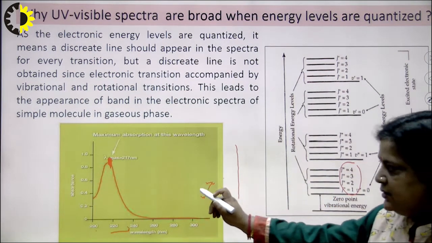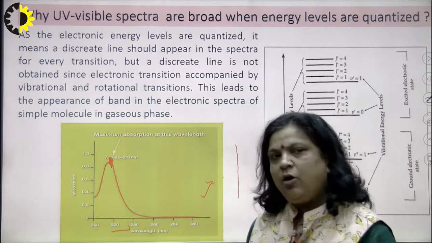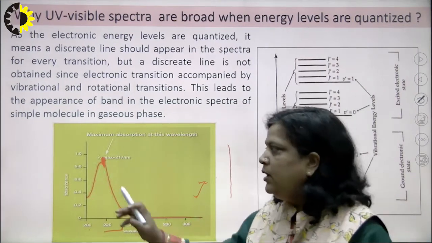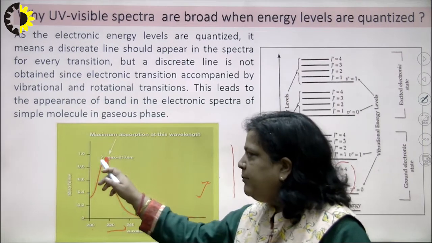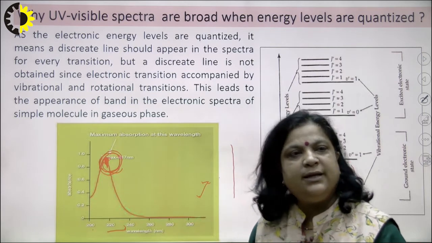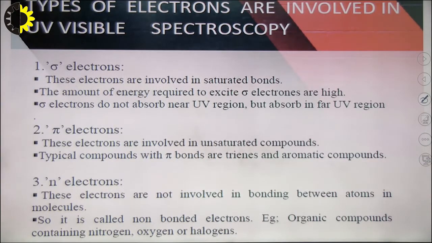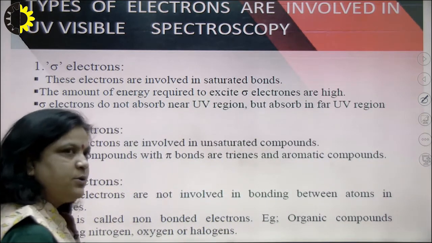And this is the absorption. In a UV visible spectrum or absorption spectrum, we take the absorbance versus wavelength, and where the maximum value of absorption occurs, this value is termed as lambda max. Now, types of electrons involved in UV visible spectroscopy.